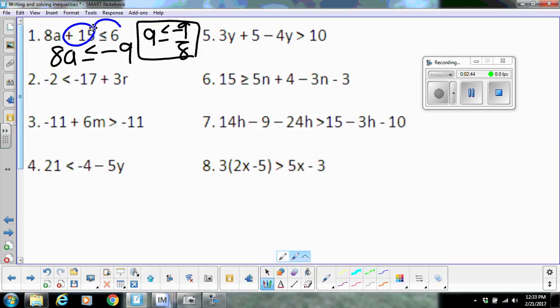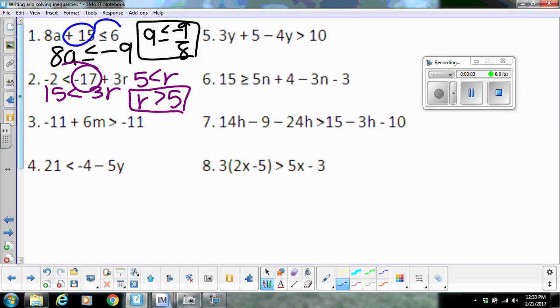You should have got negative 9 over 8 for number 1. Remember, they can be fractions. There's nothing that says they cannot in math 1. If you move the 17 here, that's going to make that a 15 and a 3r. So if you divide, you end up with 5 is less than r, and once you switch, you're going to get r is greater than 5. Is everybody with me so far?